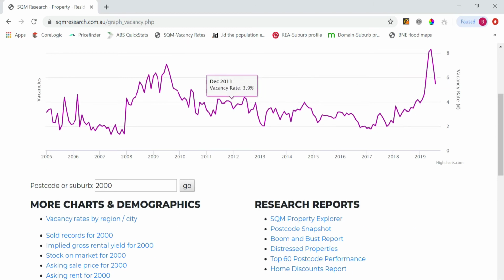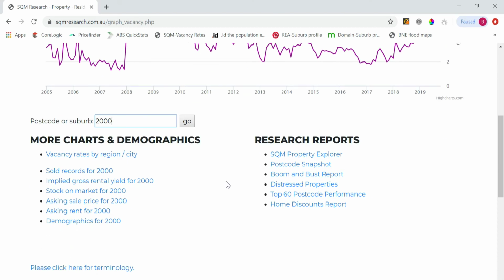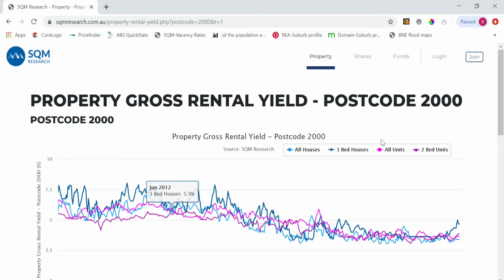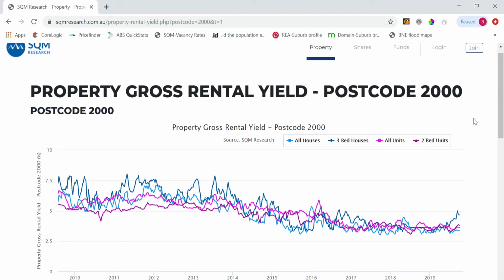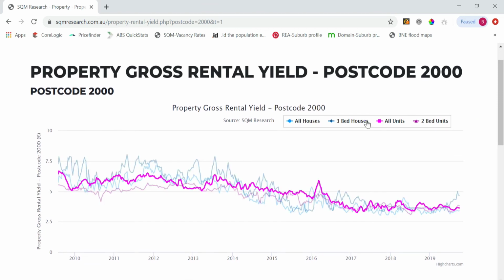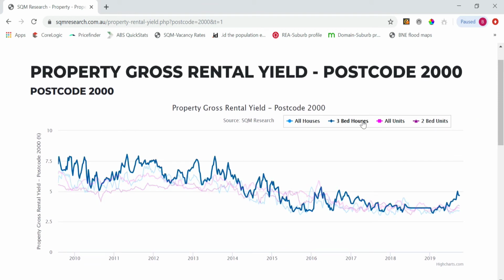If you want to change postcode, that little box there will get you on your way. You can also look at vacancies by region and city, so that's at a higher level, and that's an interesting thing to look at as well. For this, we'll just stick to the suburb. Probably one of the other things I look at, I look at all of it, but the implied gross rental yield. If we're talking about postcode 2000, to be honest, we're probably mostly talking about units and not houses so much. It's definitely the CBD.